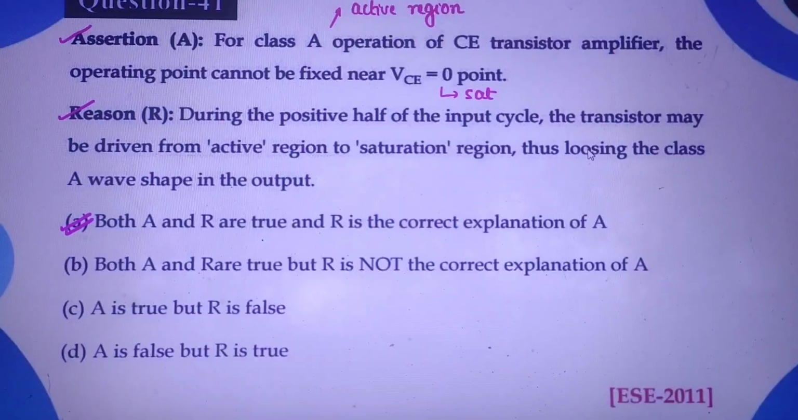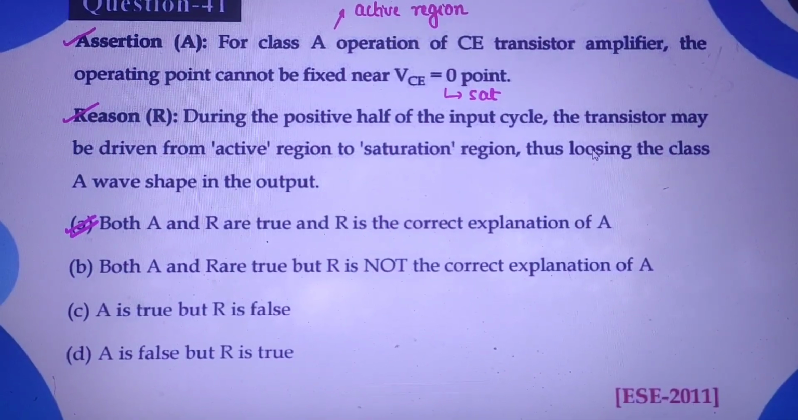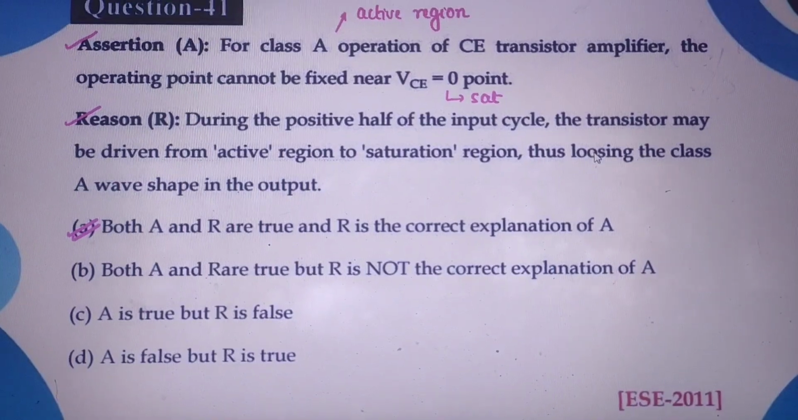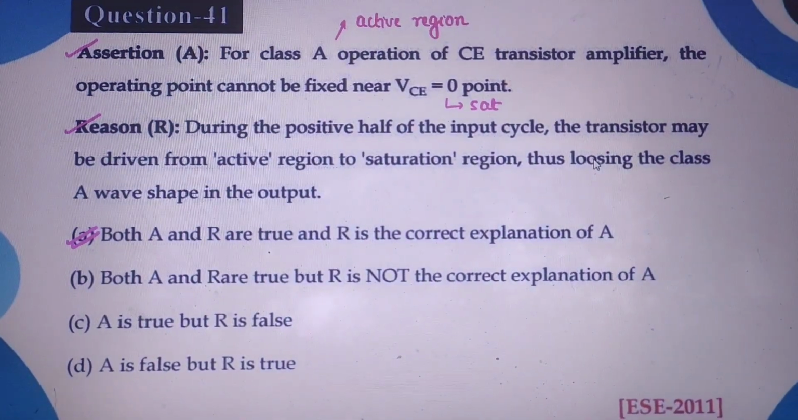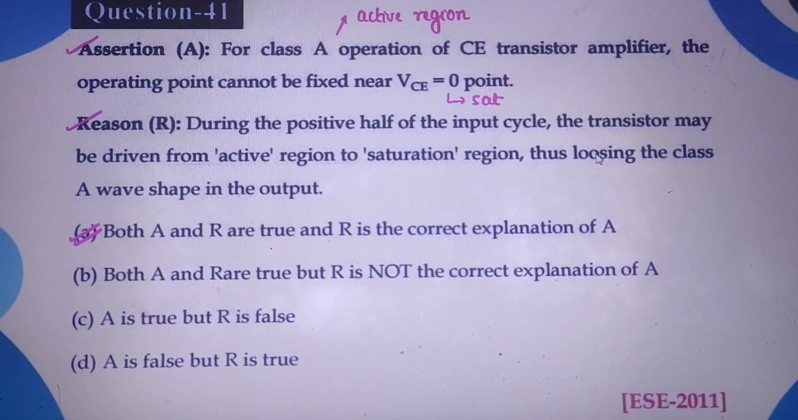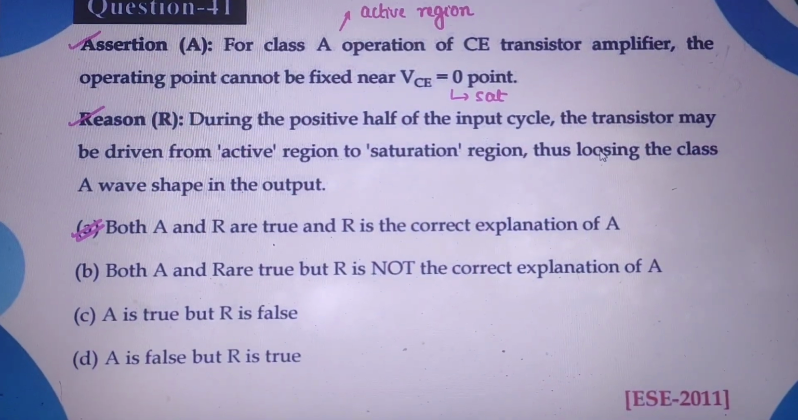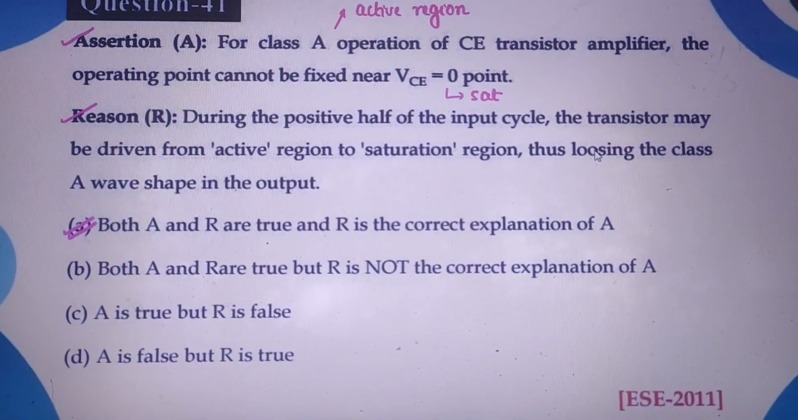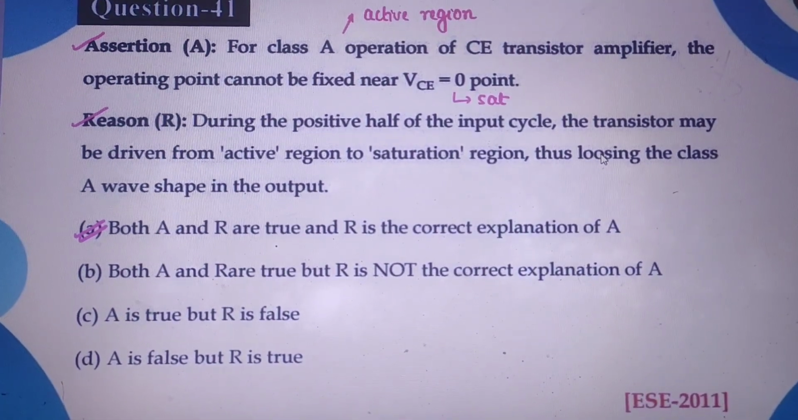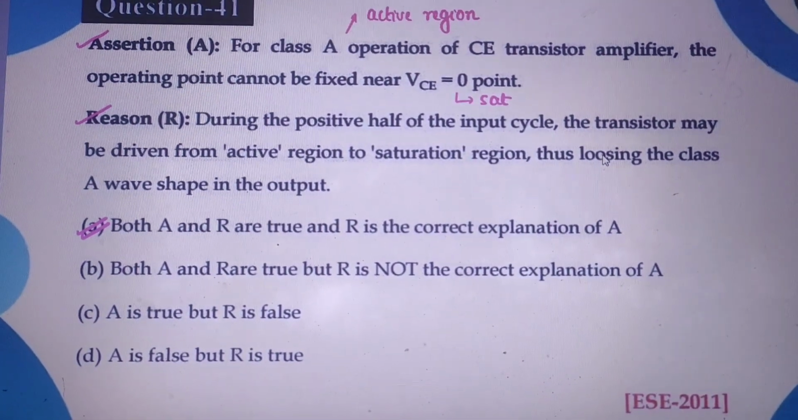For class A operation of a common emitter transistor amplifier, the operating point cannot be fixed near VCE equals 0. Actually, class A operation should be done in the active region. When VCE is equal to 0, that implies the saturation point. So for class A operation of a common emitter transistor amplifier, the operating point must be in the active region, so it cannot be fixed near the saturation point.